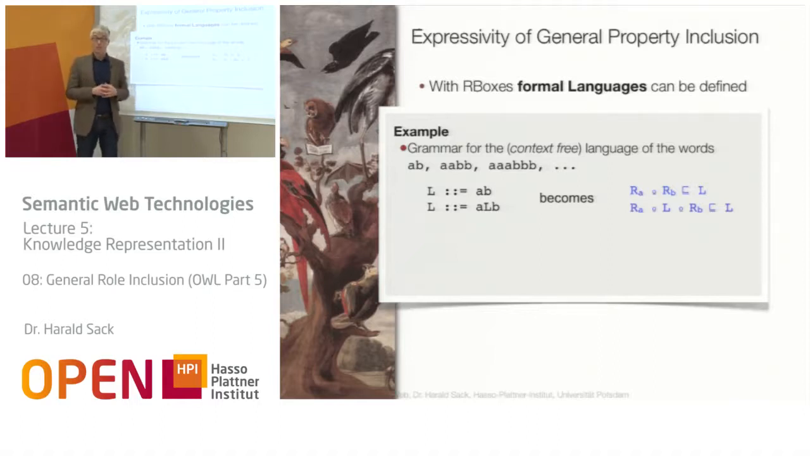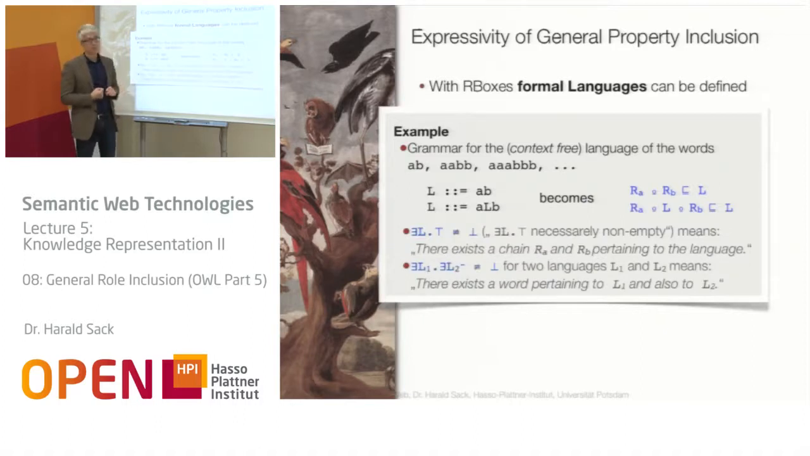Okay, so for context-free languages, of course, there exist problems that are not decidable and not computable. So we have to check this, and you can do this. There are two conditions that you might check. For example, there always exists a chain RA and RB pertaining to the language. So there must be a chain like this, so this expression holds. And on the other hand, you also can connect this. So for any two languages L1 and L2, this means there exists a word pertaining to L1 and also to L2.